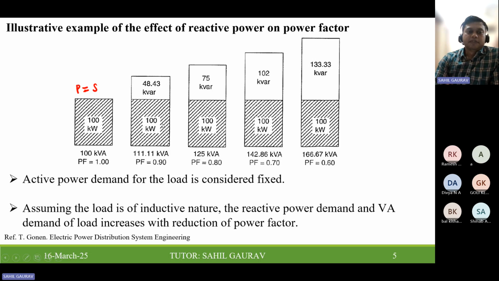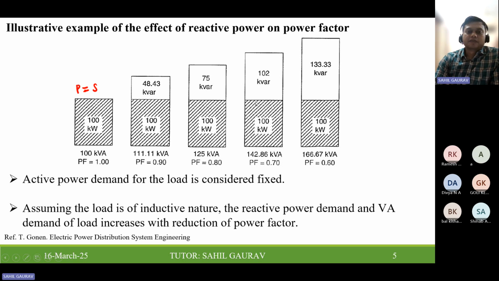In the second case, we have put the active power demand for the load as fixed, and we are increasing the reactive power, and we will see its impact on power factor. Now the reactive power for the load is increased to 48.43 kVAr. You can see the power factor is reduced. In the middle case, we have increased the reactive power to 75 kVAr with active power as it is, so the power factor is again reduced to 0.8.